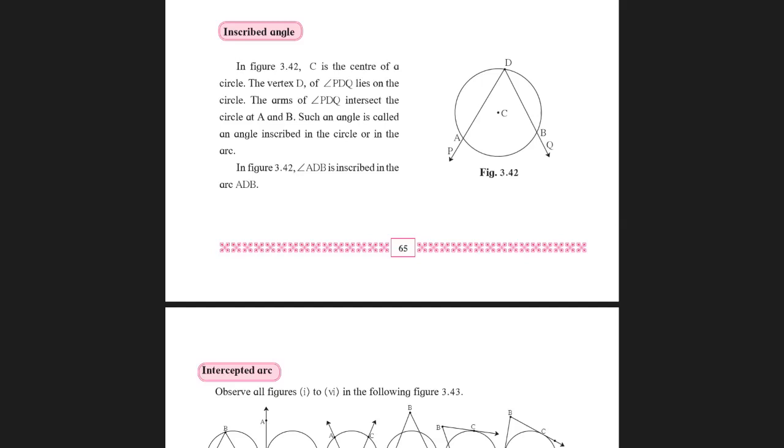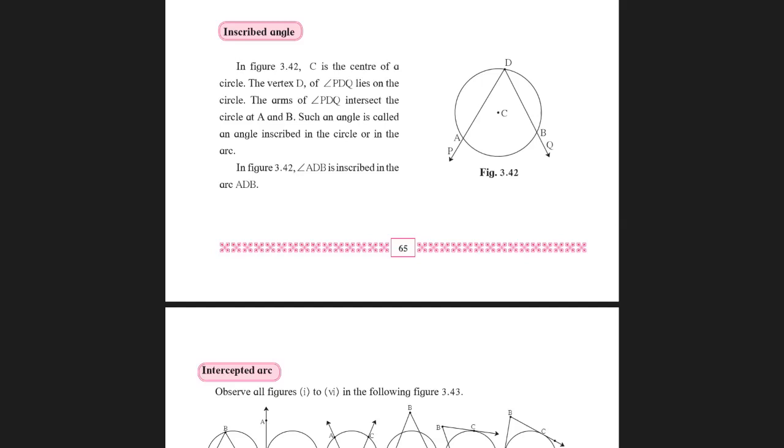Okay, that is, if you can call it, the open part of the angle. The open part of the angle is the arc AB, and the other part, in which the angle is present, is a major arc ADB. Together, ADB and the minor arc AB constitute the circle. So angle ADB is inscribed in the arc ADB, which is a major arc, and it is intercepted by the minor arc AB.